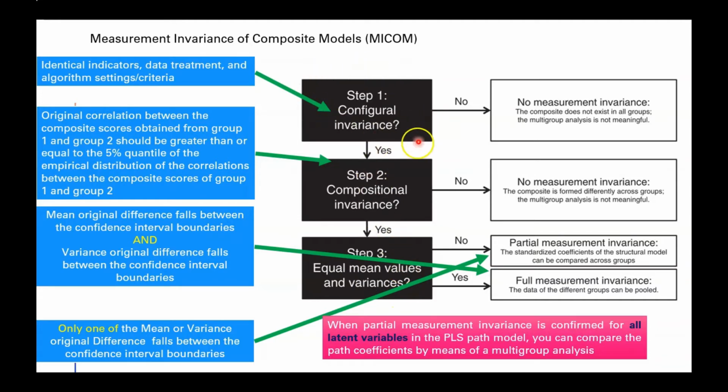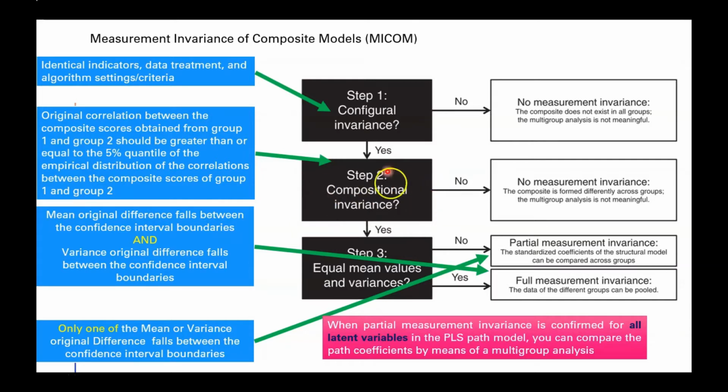To establish configural invariance, you should consider identical indicators, data treatment, and algorithm settings. As an example, if you predict and replace the missing values in your group 1 based on the expectation maximization algorithm, or EM algorithm, you should use this method for predicting and replacing missing values in your group 2. If you fail to meet this requirement, it means that your multigroup analysis may not be meaningful. In case you meet this requirement, you can proceed to the second step, which is establishing compositional invariance.